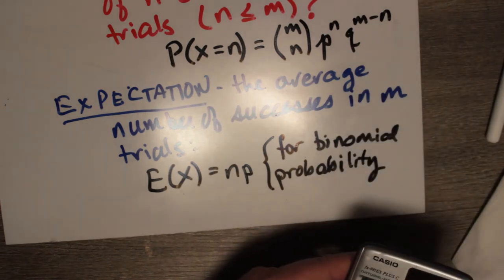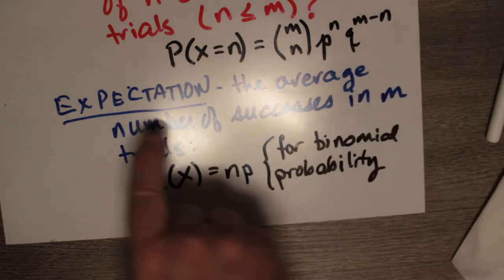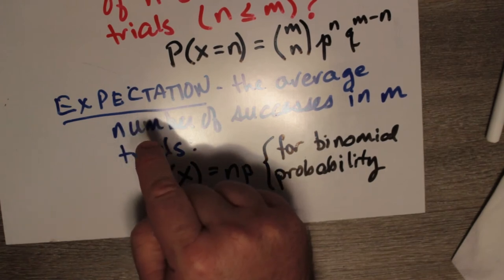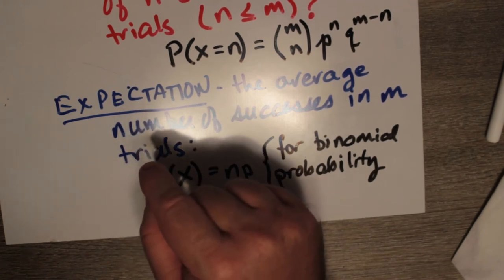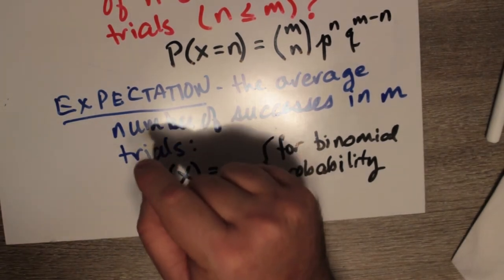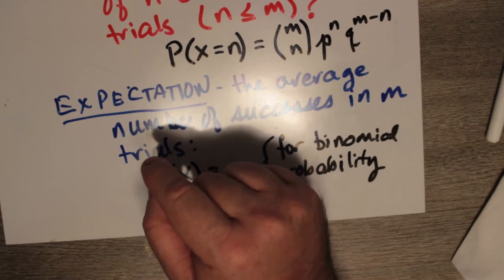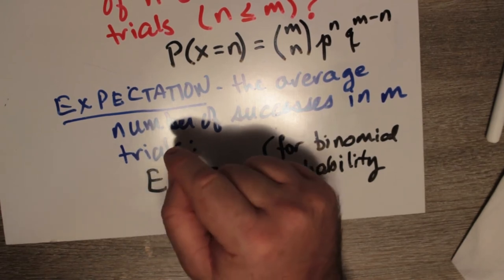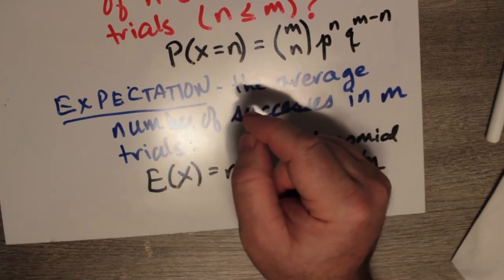So what does that mean in English? My expectation is 1.7. Do not confuse it with probability. What am I saying when I say my expectation is 1.7? It doesn't mean any probability is 1.7. That's impossible. Probability can never be greater than 1. So 1.7 is not a probability.